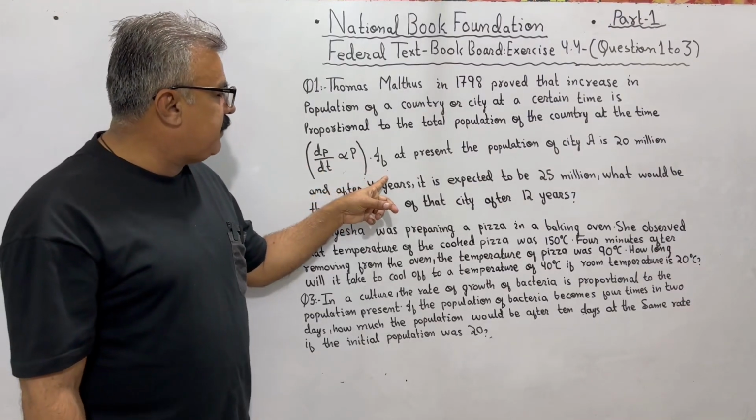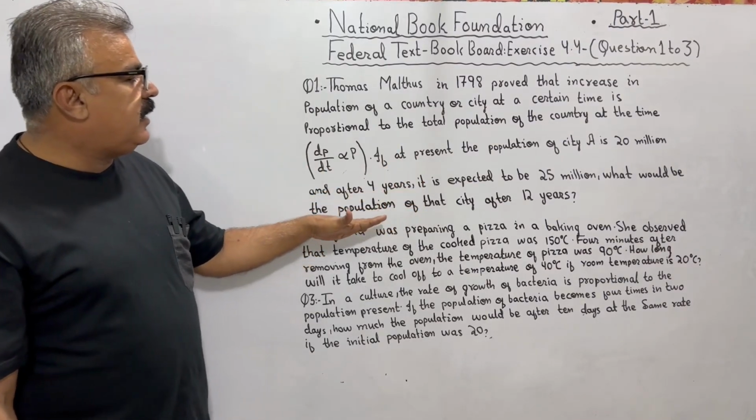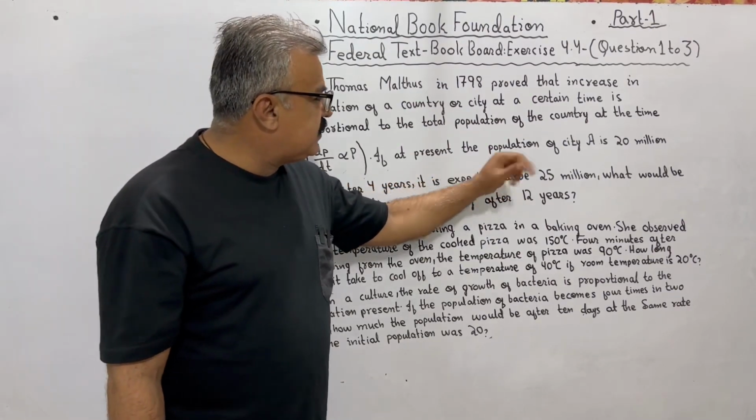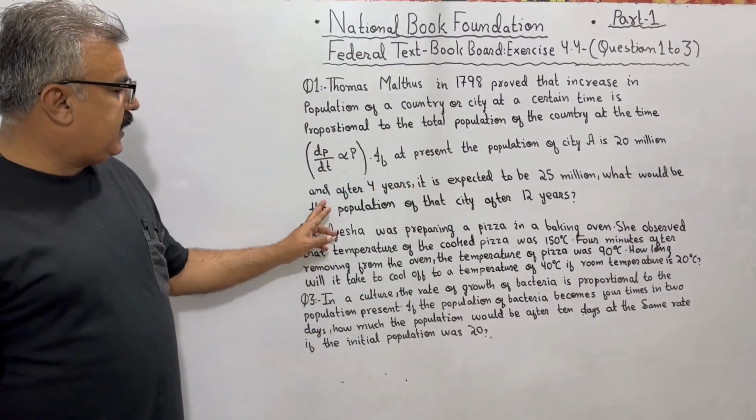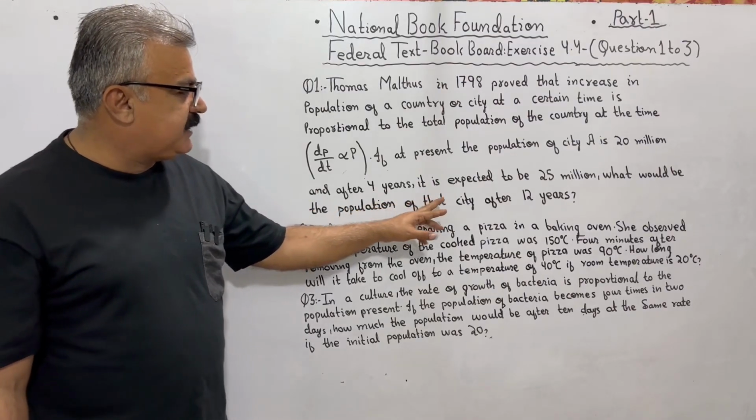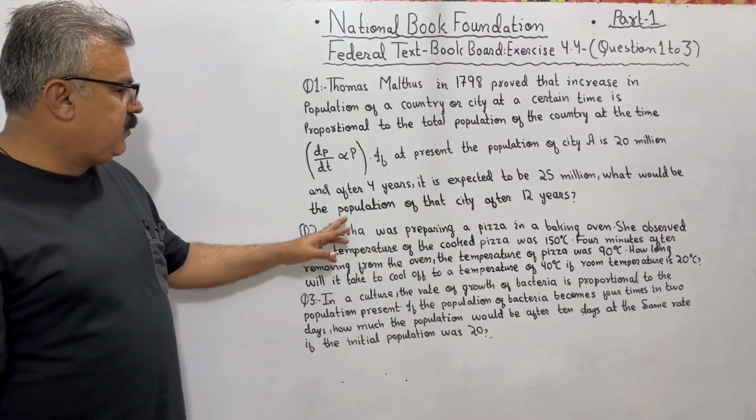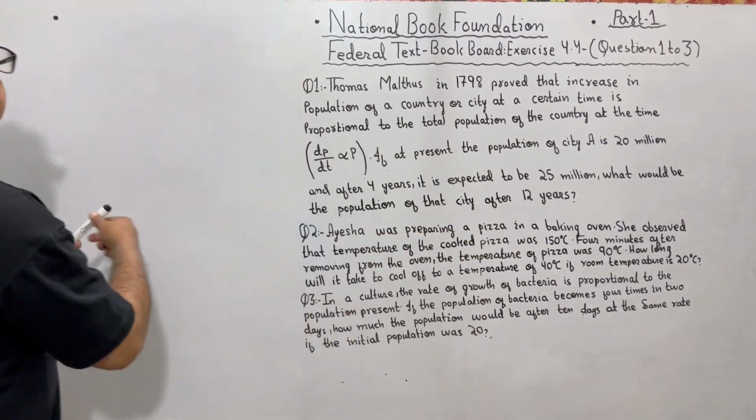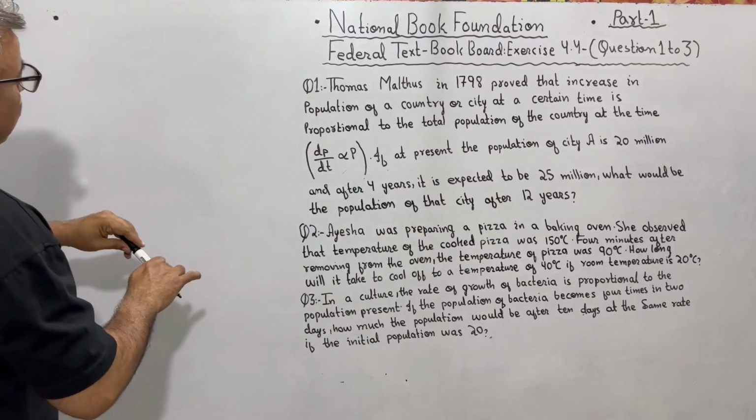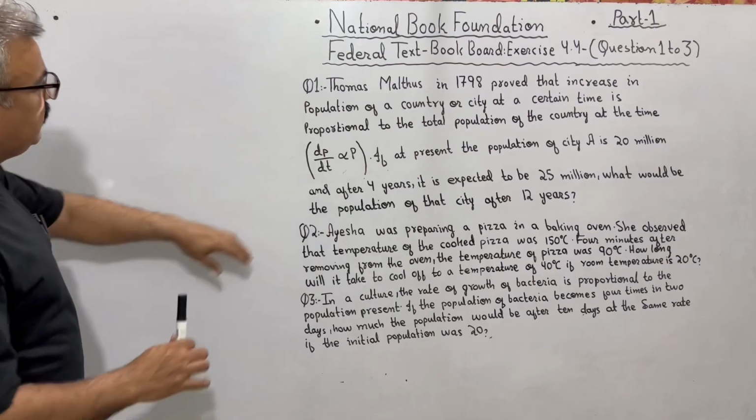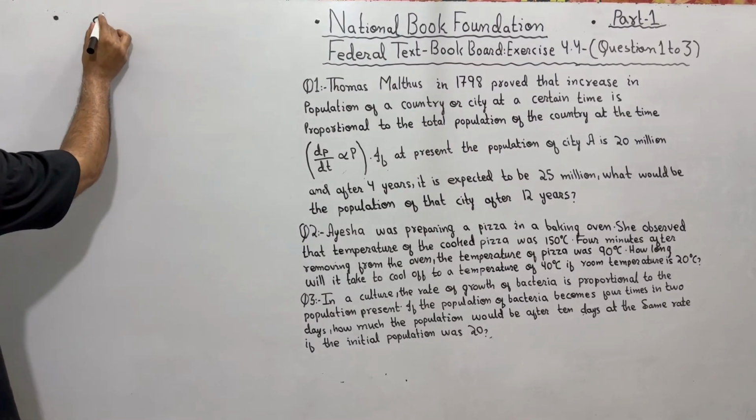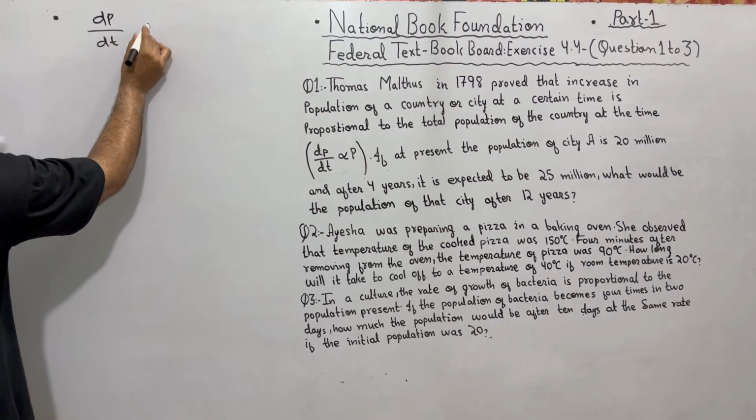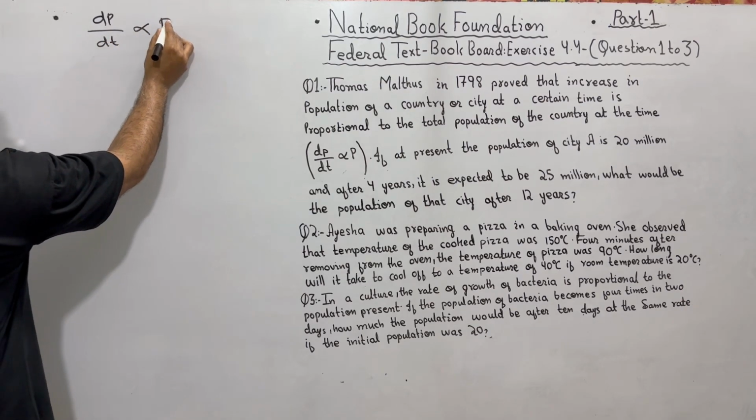Our question starts from here. If at present, at the outset, the population of the city is 20 million, and after 4 years it is expected to be 25 million, what would be the population of that city after 12 years? As Thomas has given, our mathematicians have already worked on this. The rate of change of the population is directly proportional to the population.